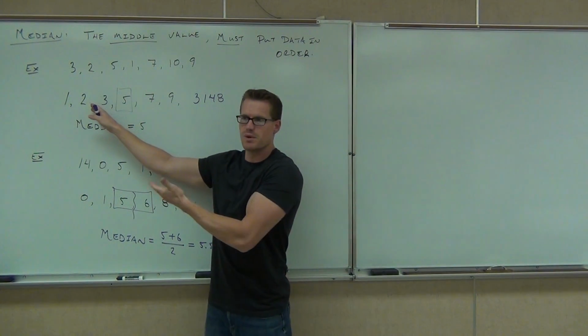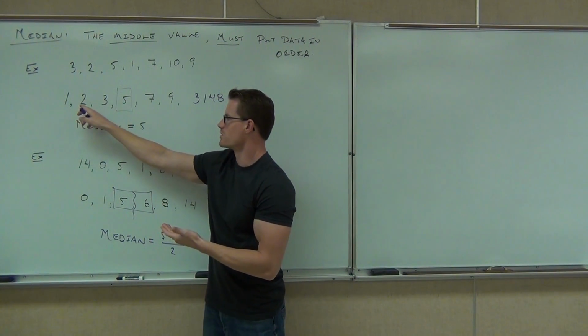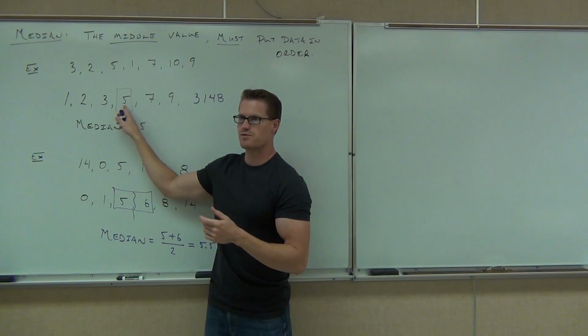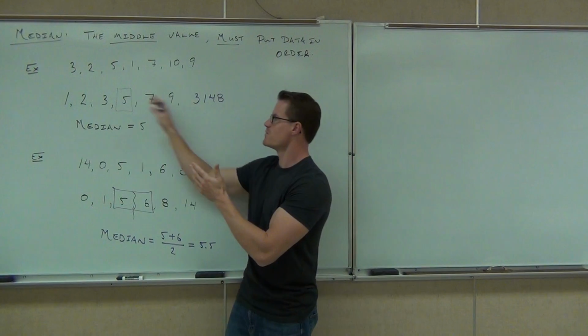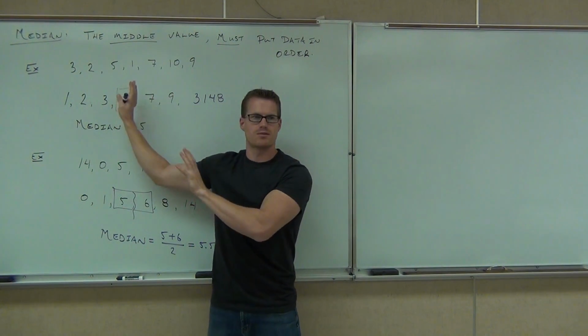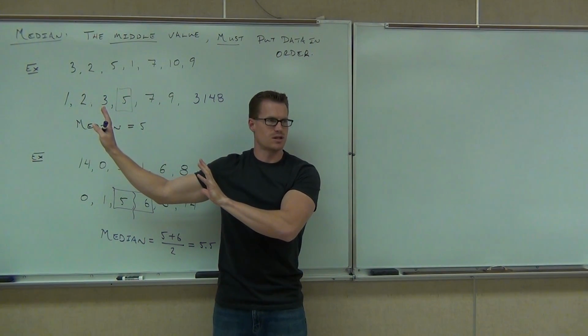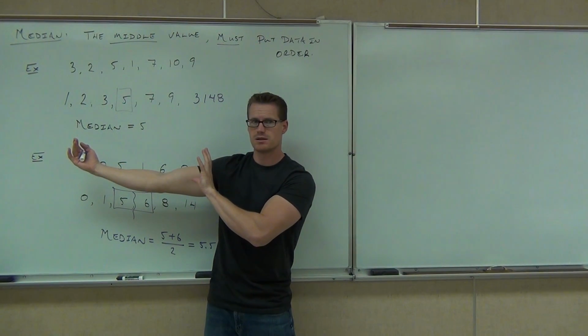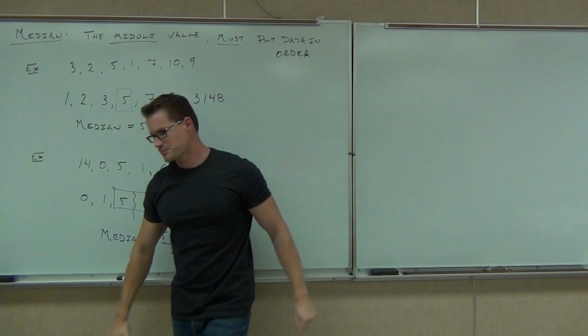So if this was the amount of money you made, like I make $1, you make 2, someone makes 3, 5, 7, and 9. The median, the middle number, is 5, and then someone makes 3,000. That's way more than everybody else. However, it doesn't affect that one value. Do you guys see the difference between mean, which accounts for all the values, and median, which doesn't? Yes, no? All right, good deal.